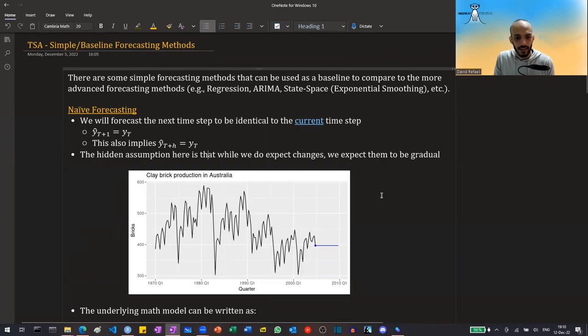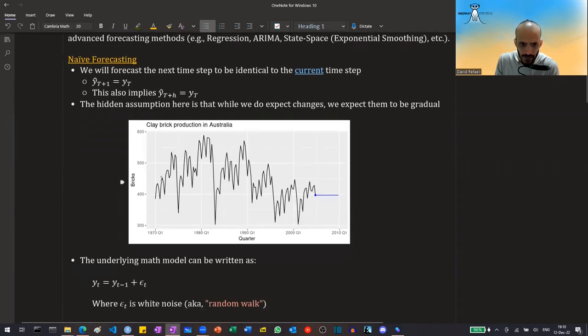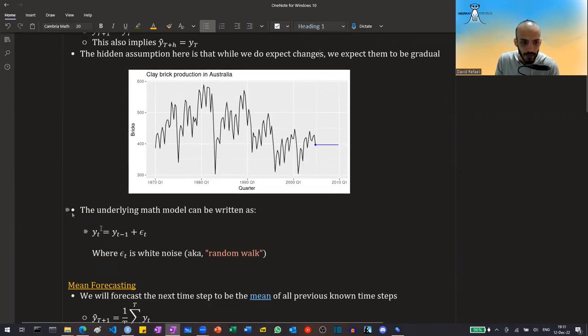Here we have some data taken from the book Forecasting: Principles and Practice, third edition. We see this data, and this blue point over here is the last data point that we had. And so we just forecast the same for all the next time steps. Now, the underlying math model of this can be written as y t, the current value, is equal to y t minus 1, the previous value, plus some white noise. This is also known as a random walk.